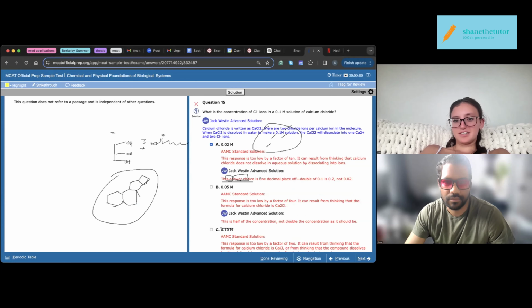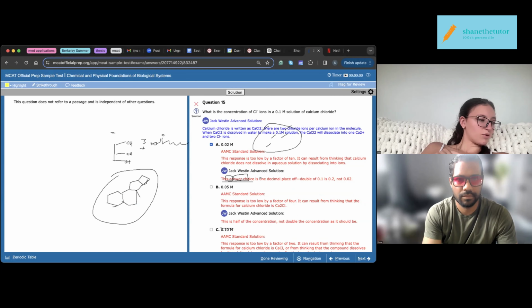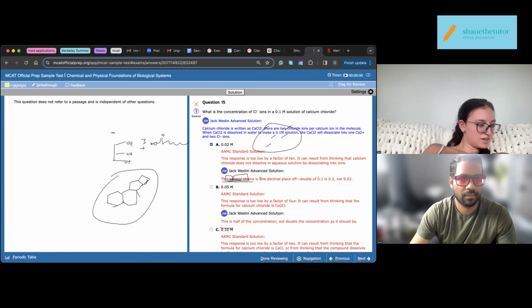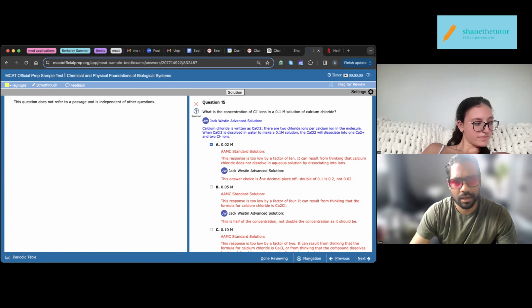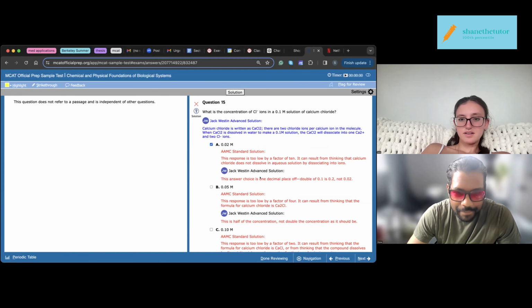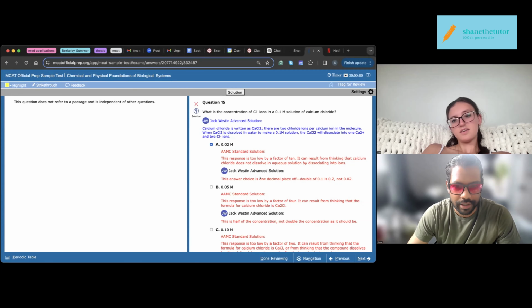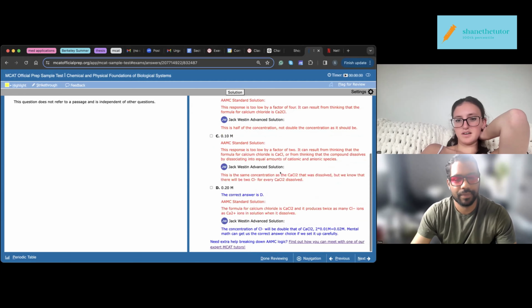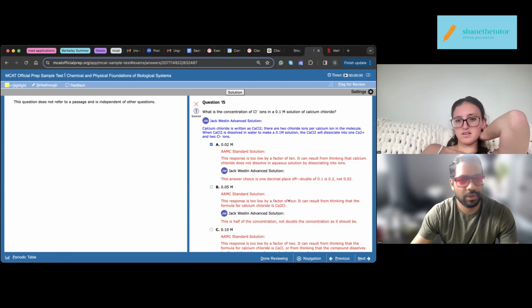I thought I did this correctly. I had a whole formula, I was doing it the way that we went over. I'm actually not happy that I got this wrong. Let's see. Concentration of Cl minus in a 0.1 M solution of calcium chloride. Why does it have to be doubled? Hide the solution for a sec.